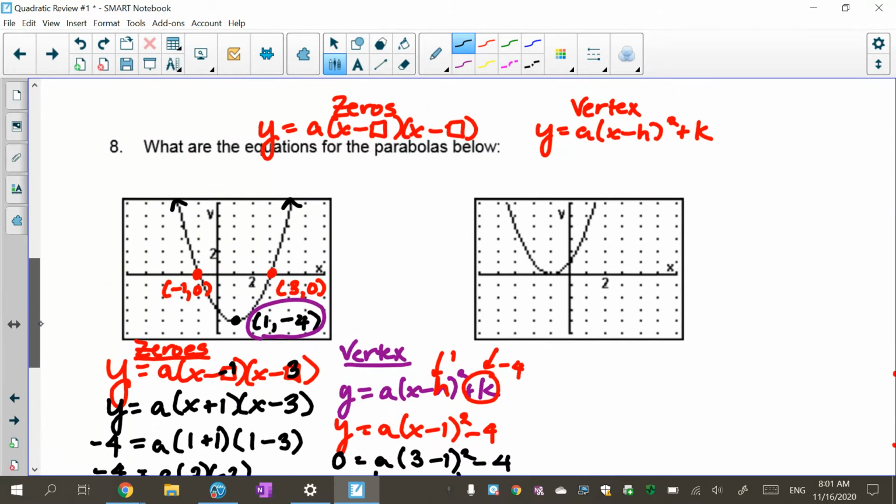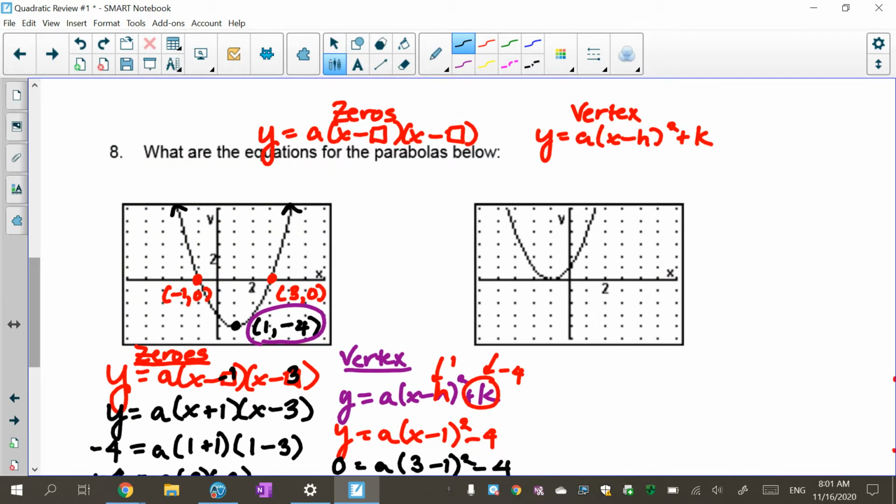All right, we're going to do this again with this one right over here. The cool thing about this one, the reason I wanted to do it with you, is that it's just tangent to the x-axis. Remember, if it's tangent to the x-axis, there are always 2 roots, or 2 zeros, there.